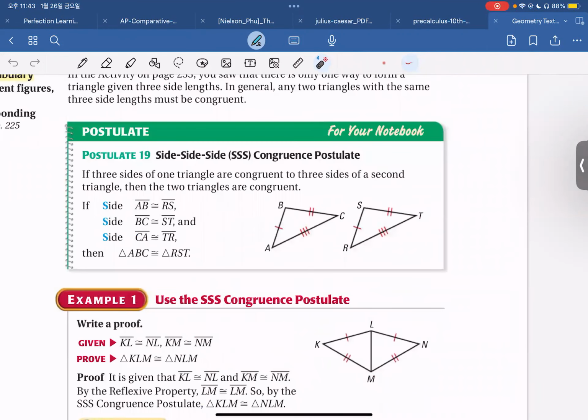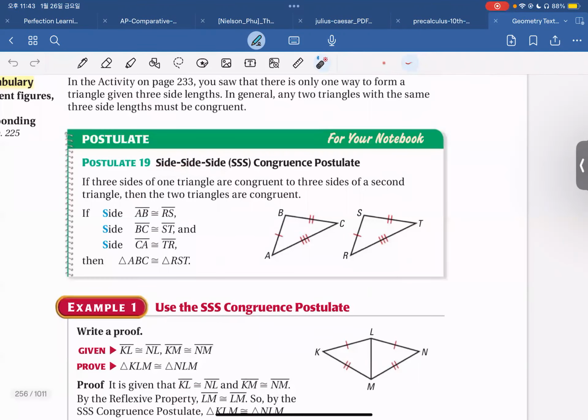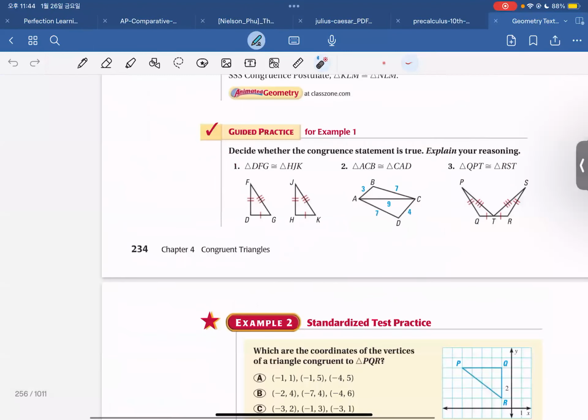So postulate 19, or the SSS side congruence postulate, is pretty self-explanatory by the name. It means that if three sides of a triangle are congruent to three sides of another triangle, then the two triangles are congruent. But something you have to remember is that this is a postulate, not a theorem. That has a really big impact on a lot of your calculations and your proofs later on when you do geometry.